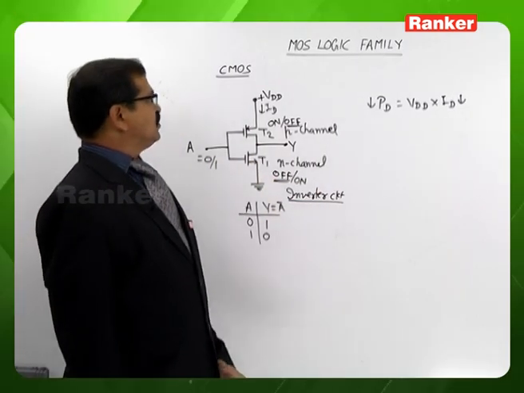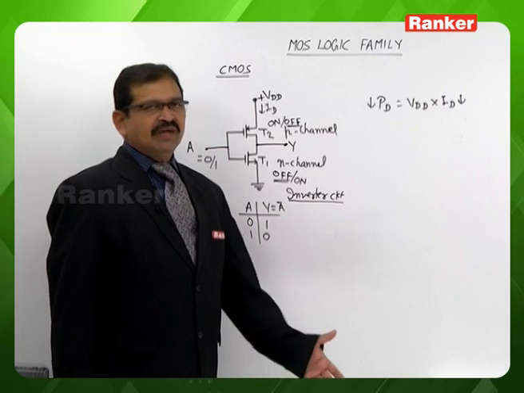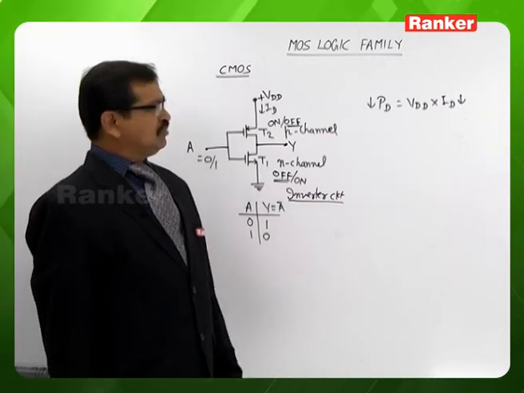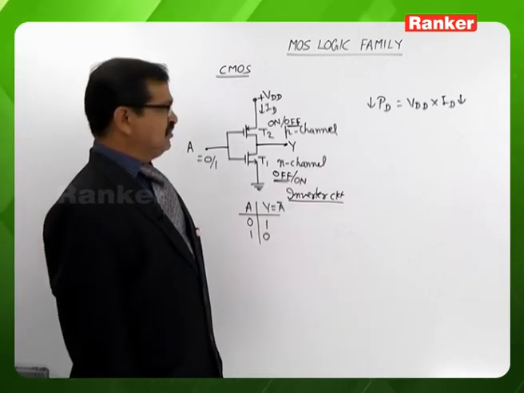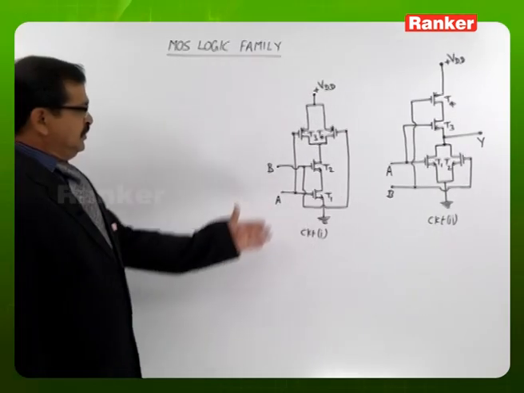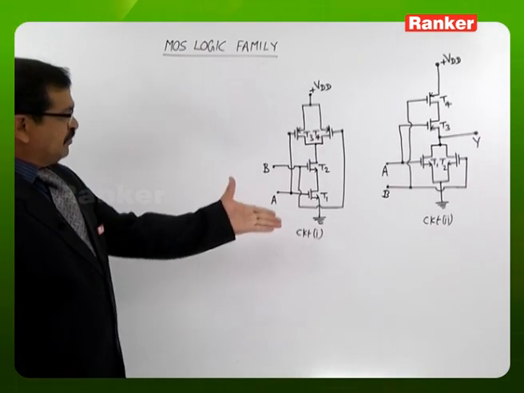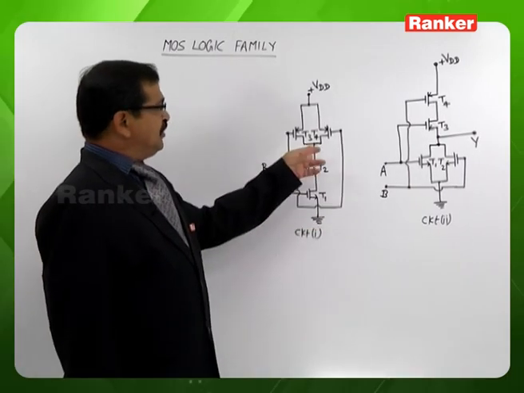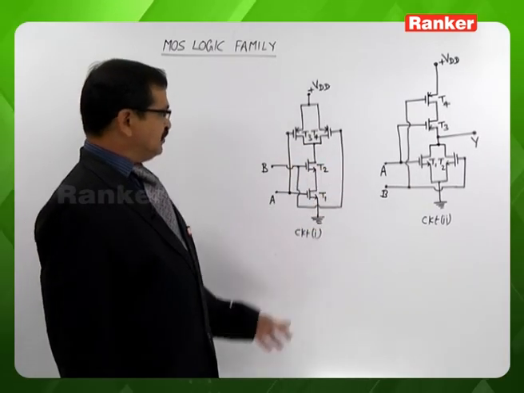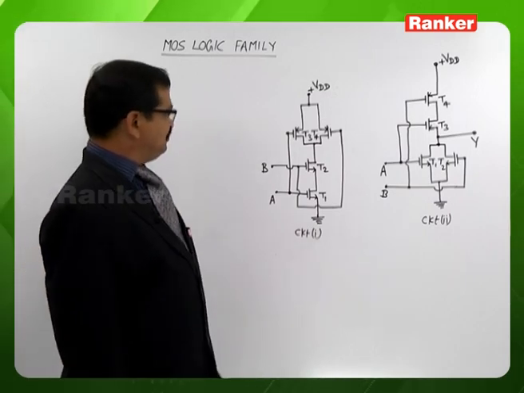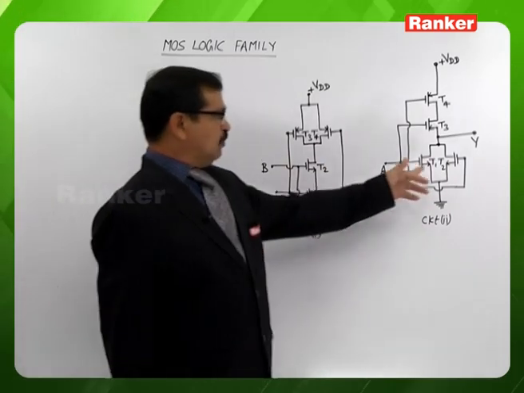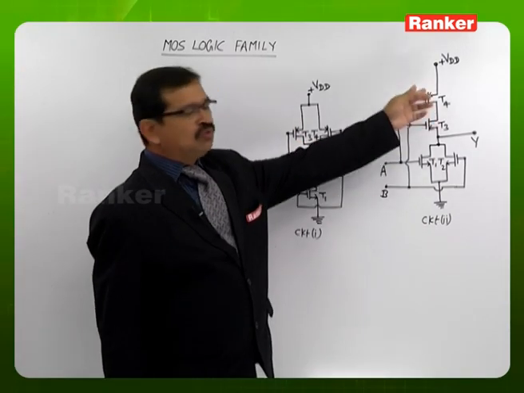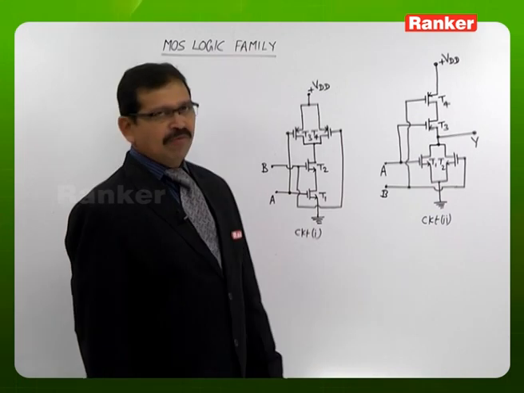In these CMOS logic families also, there is a possibility for the implementation of the NAND circuit as well as the NOR circuit. Let us look to the NAND gate circuit as well as the NOR gate circuit. So here we are looking to circuit 1 and circuit 2. In circuit 1 and circuit 2, T1, T2 transistors in both these circuits are N-channel MOSFETs. Based on the symbols, we can see they are N-channel MOSFETs. Whereas T3, T4 transistors in both these circuits are P-channel MOSFETs.